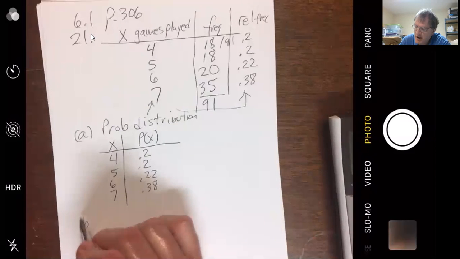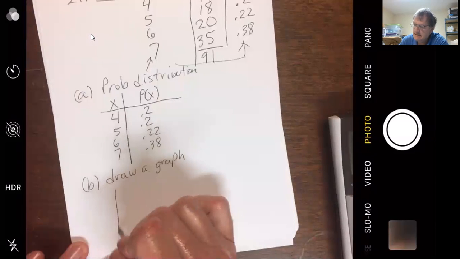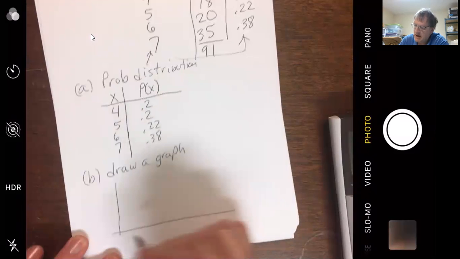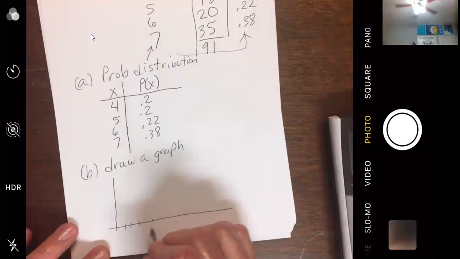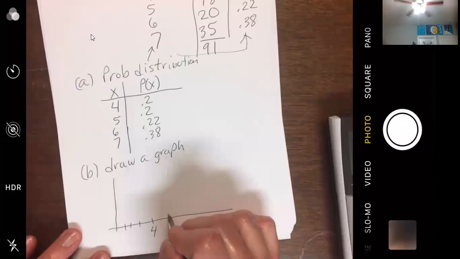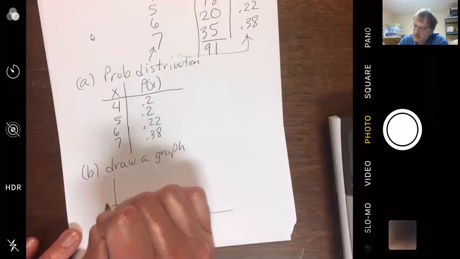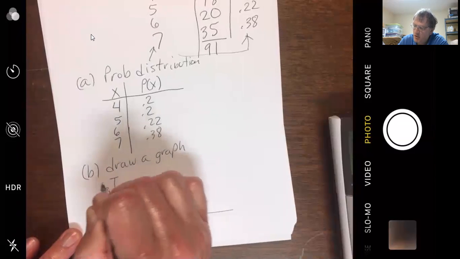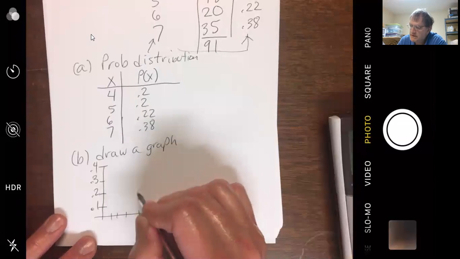So part B is to draw a graph. The easiest way to do that is by hand. 1, 2, 3, I could bring the 4 back here. You can do it however you want. I'll just do 5, 6, and 7, and then 0.1, 0.2, 0.3, 0.4.